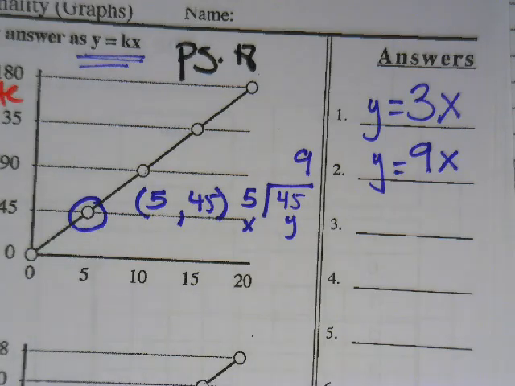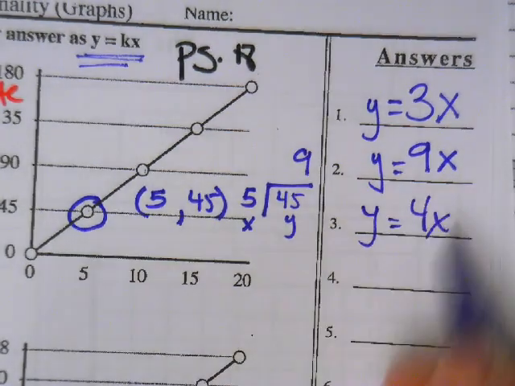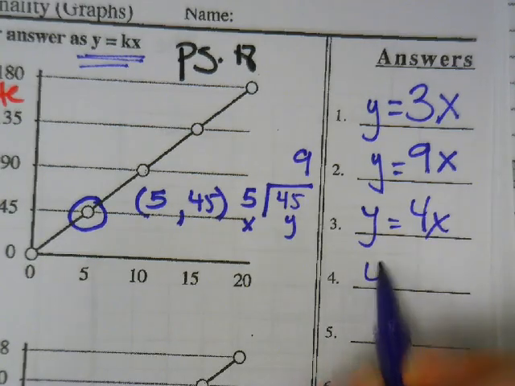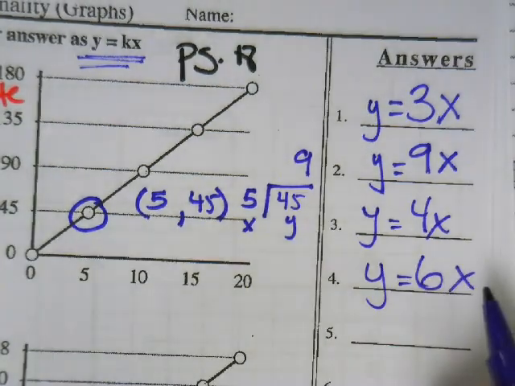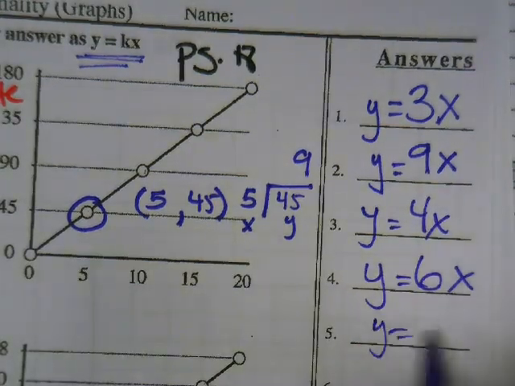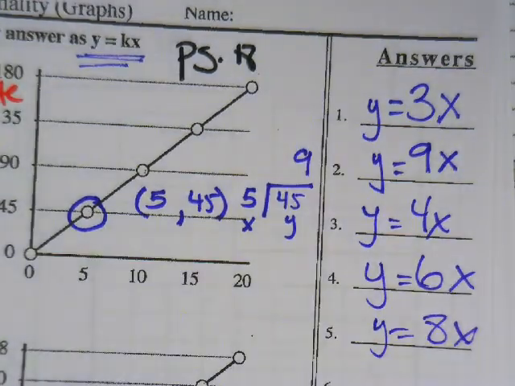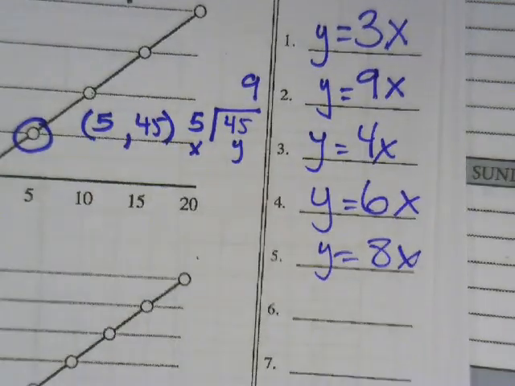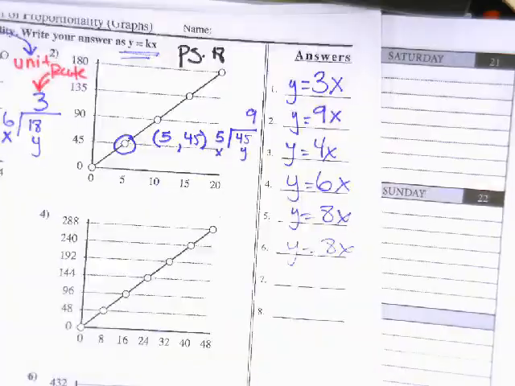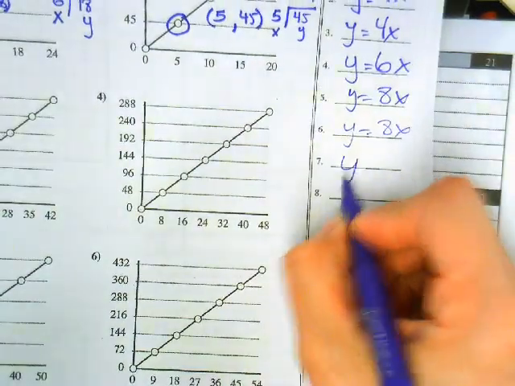All right. Mariano, number 3. What'd you get? Y equals 1X. Good. Alan, number 4. What'd you get? I got 6X. Y equals 6X. Good. Make sure you format it correctly. Number 5. Leilani, what'd you get? Y equals 8X. Beautiful. Abani, number 6. What'd you get? Y equals 8X. Love that. All right. Jade, what'd you get for number 7? Y equals 8X. Love that.